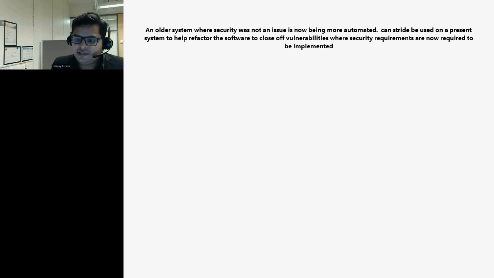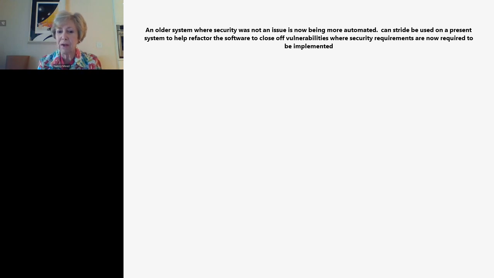An older system where security was an issue is now being more automated. Can Stride be used on the present system to help refactor the software to close up vulnerabilities where security requirements are now required to be implemented? So I would say that Stride can certainly be used because most likely you'll have data flow diagrams. Again, keeping in mind that Microsoft was working with existing systems when they developed Stride. They also developed some other methods that can be used at the code level to do code analysis. And one in particular is called Attack Surface that looks more specifically at code. Those could be used as well. Requires more engineering background than Stride, but I'd advise taking a look at that.